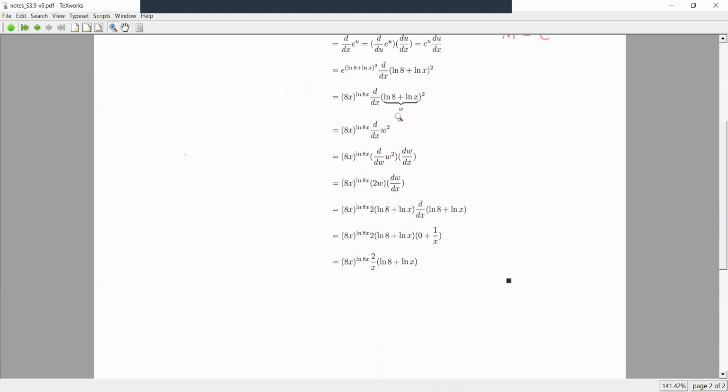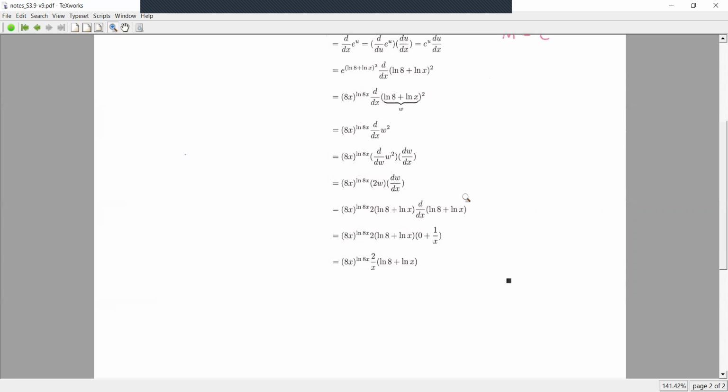Now, to compute this derivative, because x and w are different, I need the chain rule. Write this derivative as the product of these two derivatives. Derivative of w squared with respect to w is 2w. Now remove w. Plug in natural log of 8 plus natural log of x in the w here. Then I have this equation.